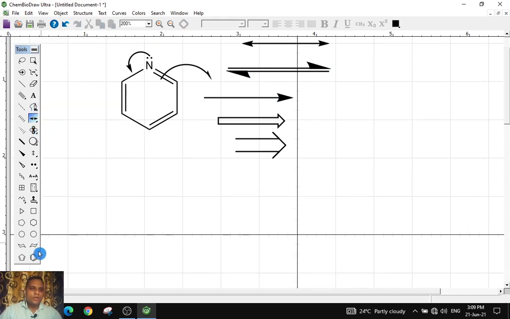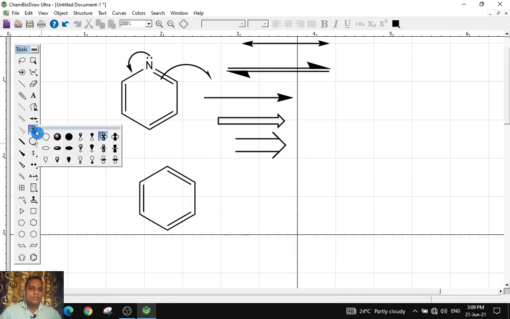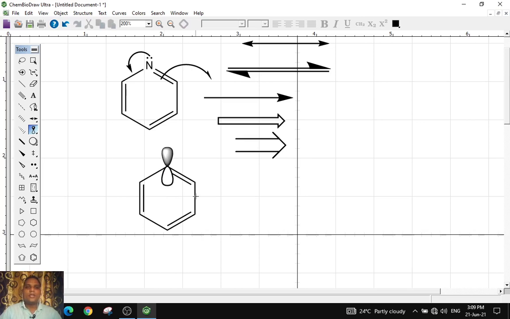Now suppose you have the aromatic ring and you want to show the orbitals. So this is the tool specifically used to show the orbitals. You can see every time you have to go there, and once the blue line appears, you have to click it. If the blue line does not appear and you click it, it will not connect, it won't be connected to the main one.